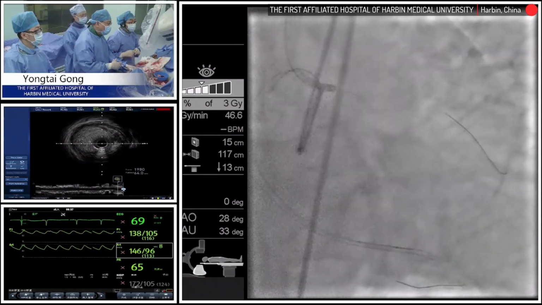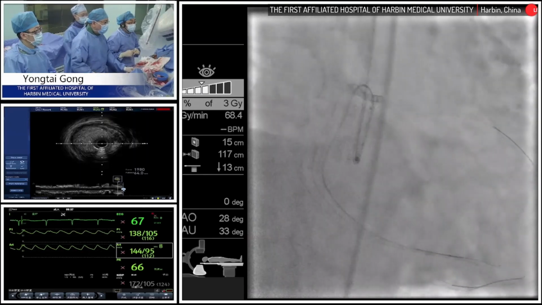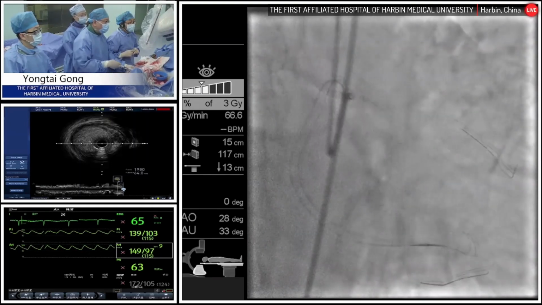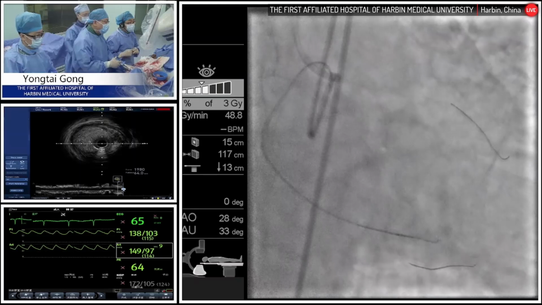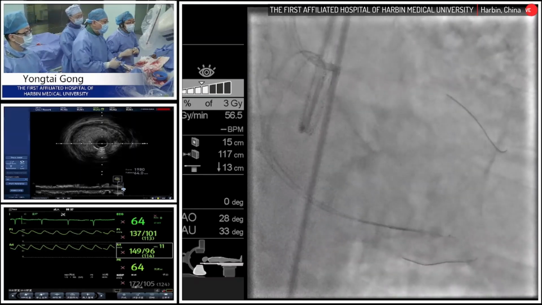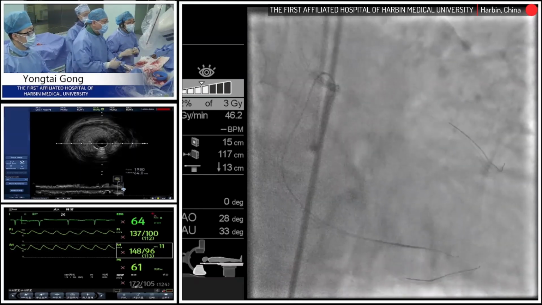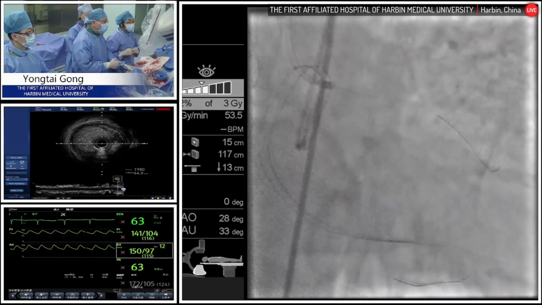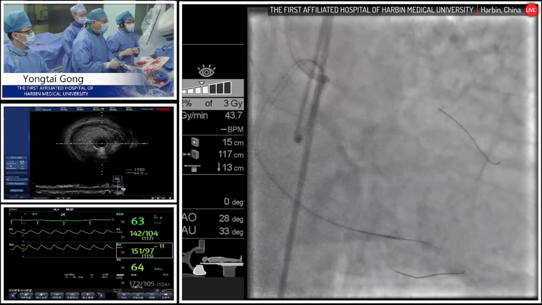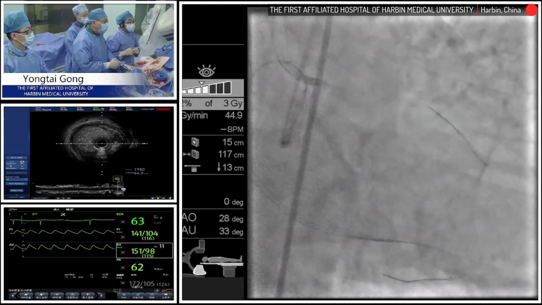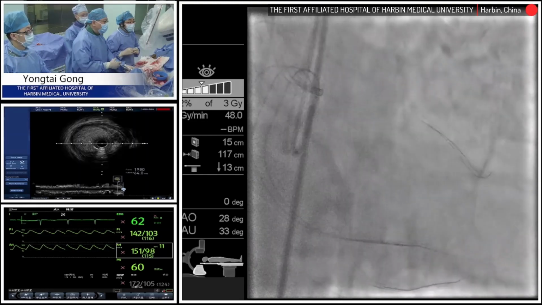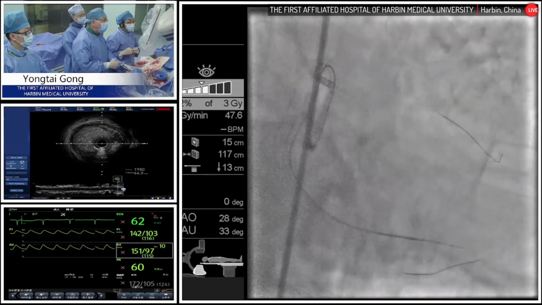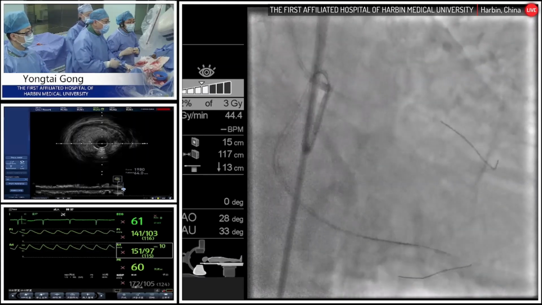And also we know that if we use the antegrade wire approach and go into the subintimal space in this case, it's highly likely a failed attempt in this patient. So we can see that we are still using the retrograde approach as the first choice in this patient because there are several predictors for antegrade failure.